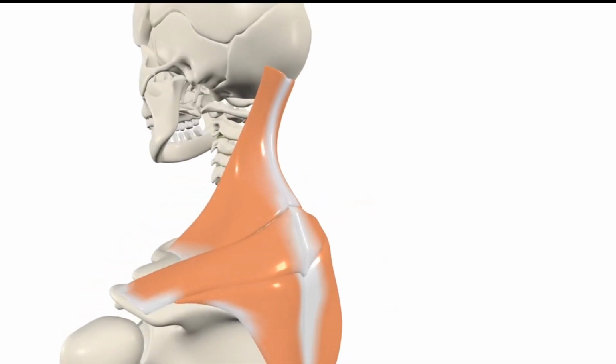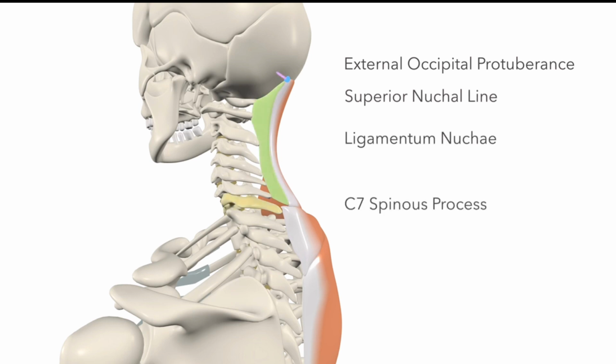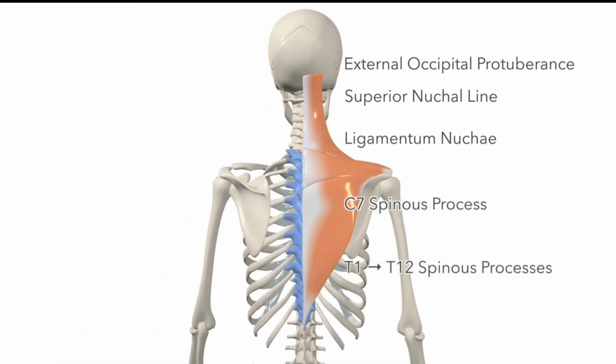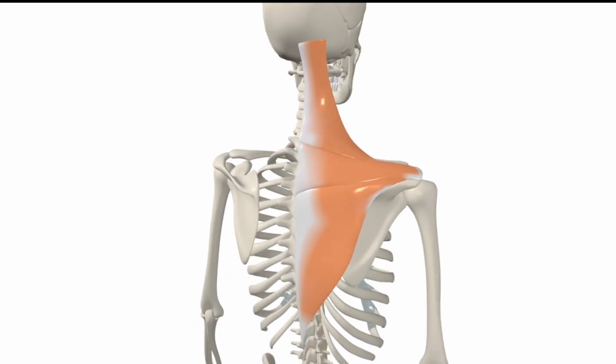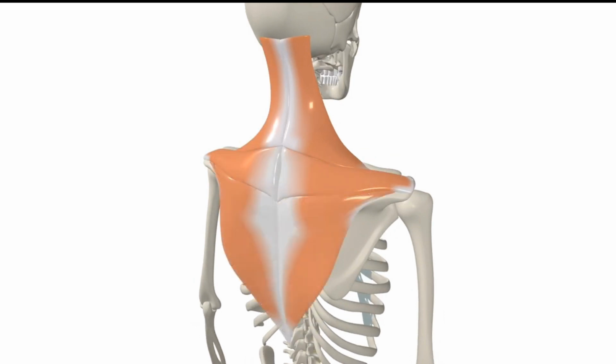The trapezius arises from the external occipital protuberance, the superior nuchal line of the occipital bone, the ligamentum nuchae, the spinous process of the seventh cervical vertebra, and the spinous processes of all of the thoracic vertebrae. From this origin, we have superior, middle, and inferior fibres.